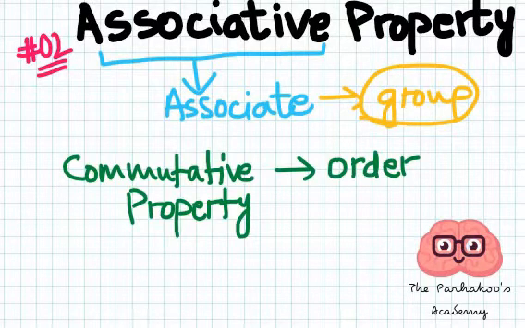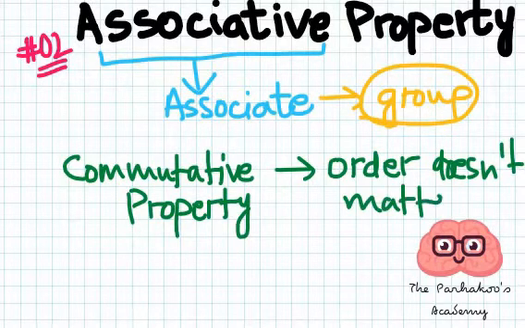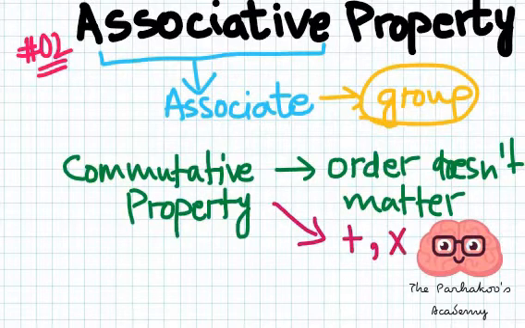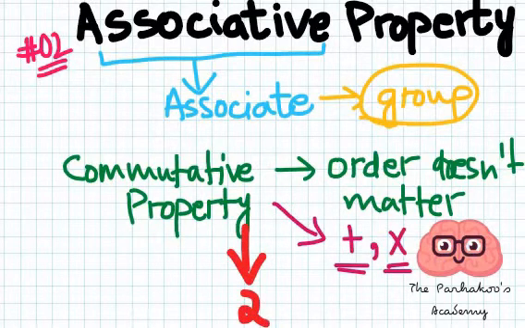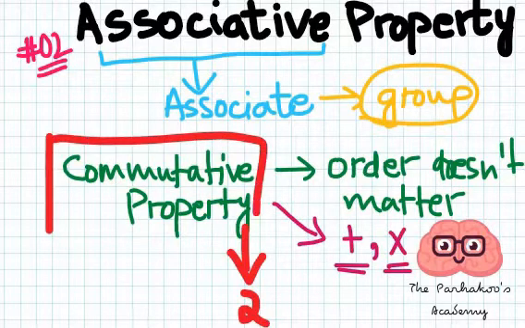As we have studied, in commutative property, order does not matter. And we have also studied that we have two operators, addition and multiplication, in which order does not matter. That means the way you add them or the way you multiply them, it always produces the same result. The third thing we have studied about commutative property is that it deals with two numbers at the same time, right? So when we are dealing with two numbers, we talk about the commutative property.